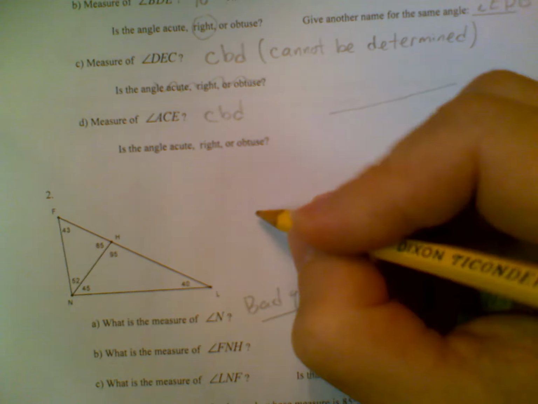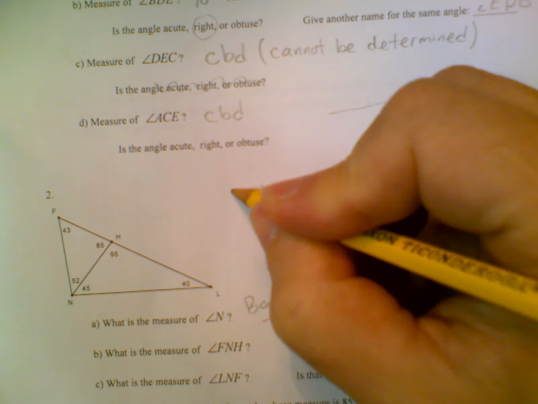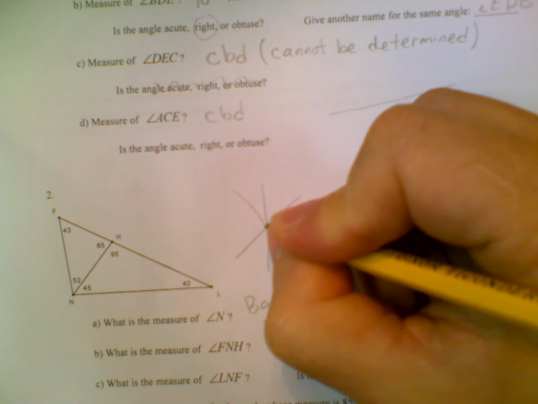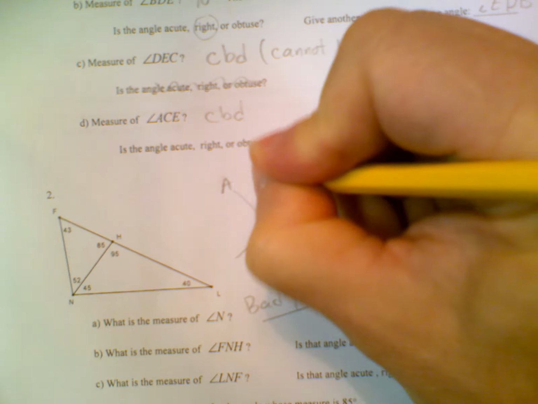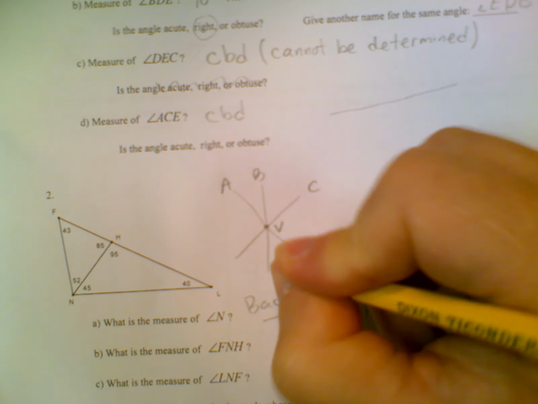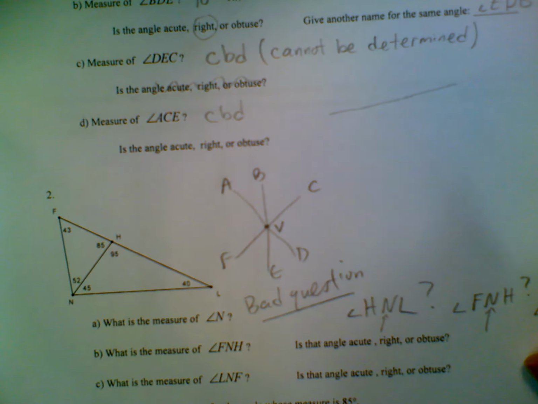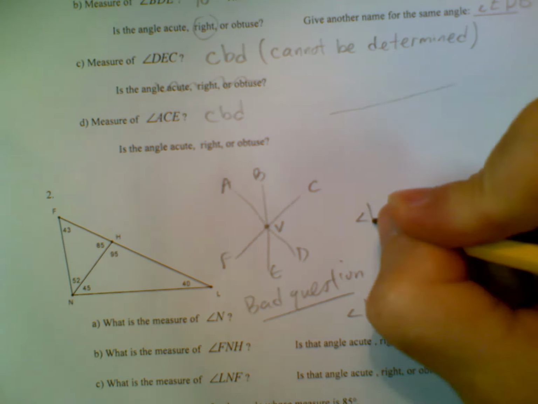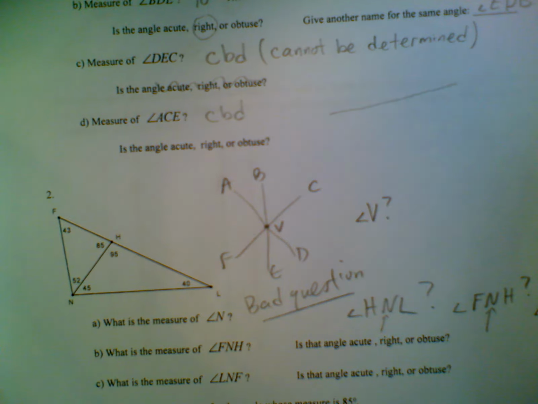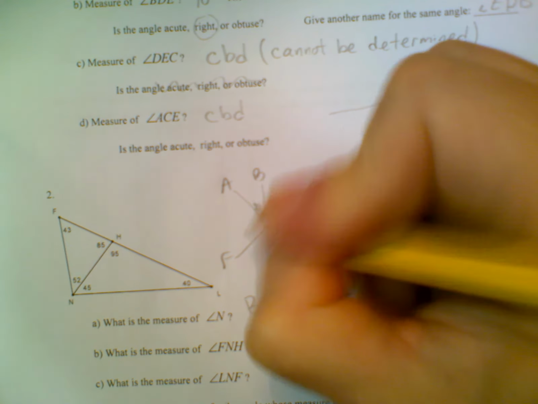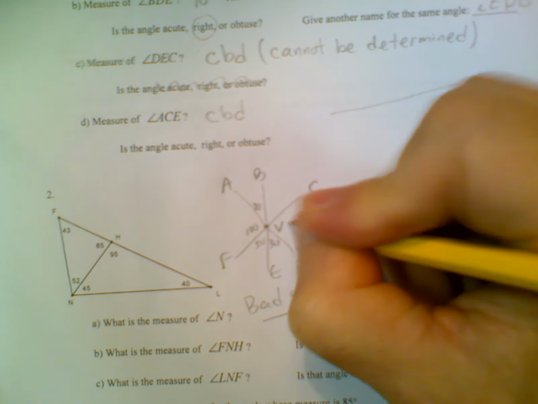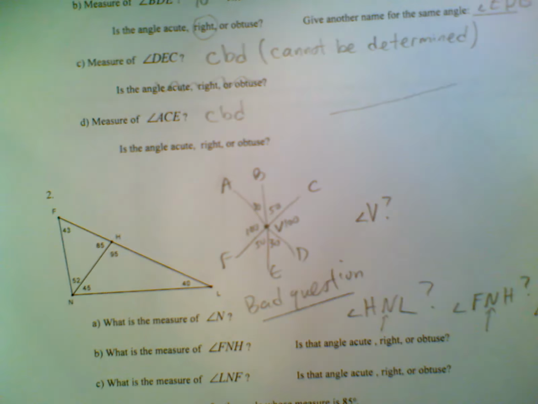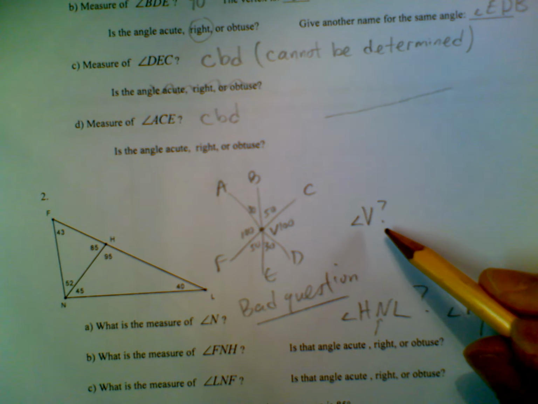Let me give you this picture here. Watch this. Let's put a little point right there, and let's call that point V. And I'm going to put points around here and call them A, B, C, D, E, and F. And if I asked you, what is the measure of angle V? And I put numbers in here. Let's make this 30. Let's make this 100. Let's make this 50. Let's also make that 30 and 100 and make that 50. What angle size would you tell me?